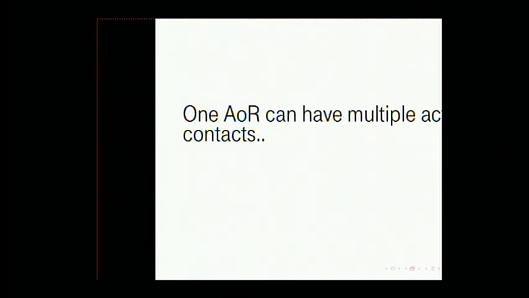Some thought this was a good idea, which of course made the protocol very complex because you have things like forking, which could be viewed as an application layer multicast. You send a request to one AOR, and it will be forwarded to all the contacts that have registered for this AOR.